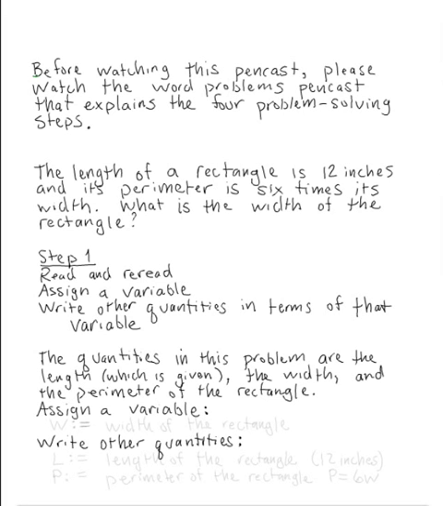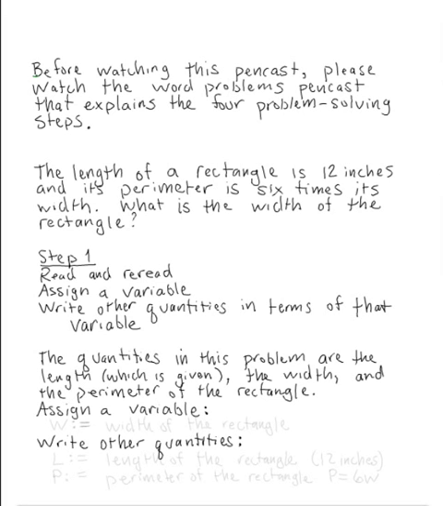We're dealing with a rectangle, and apparently its length is 12 inches. What we don't know is the perimeter or the width, but we're told that the perimeter is 6 times the width. We're asked to find the width of the rectangle. So the quantities in this problem are the length, which is given, 12 inches, the width, and the perimeter. Remember that quantities are things of significance in the problem that can be represented with a number.